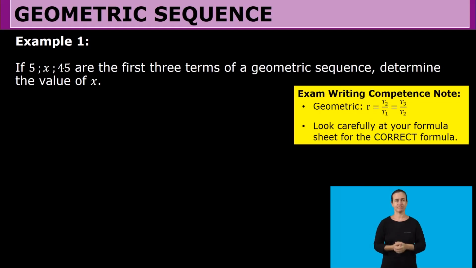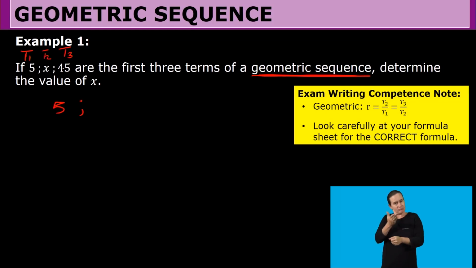It says, if 5, x, 45 are the first three terms of a geometric sequence, determine the value of x. So we know that 5 is our term 1, x is our term 2, and 45 is our term 3. Those are the first three terms. Now, how are we going to find the value of x? We know that this is a geometric sequence because the statement tells us so, which means that these terms have a common ratio.